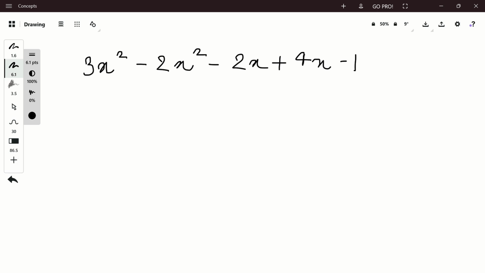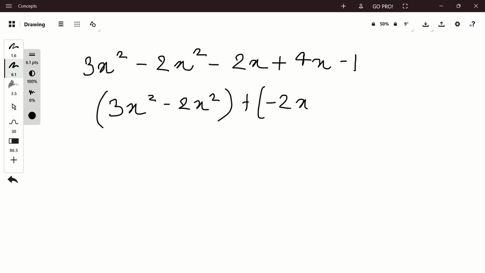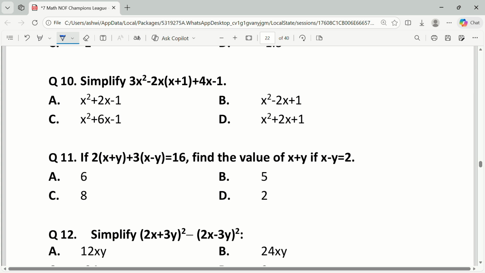Combining like terms, we have 3x² − 2x² − 2x + 4x − 1. That is x² + 2x − 1. Comparing with the given options, the answer is A, x² + 2x − 1.